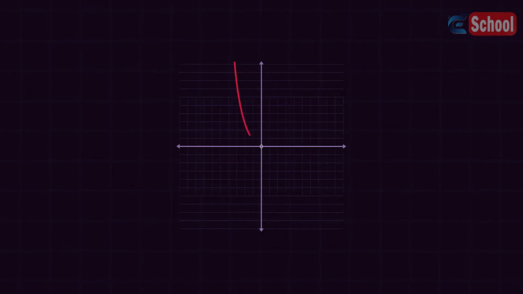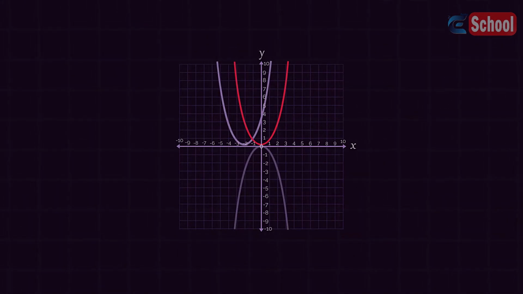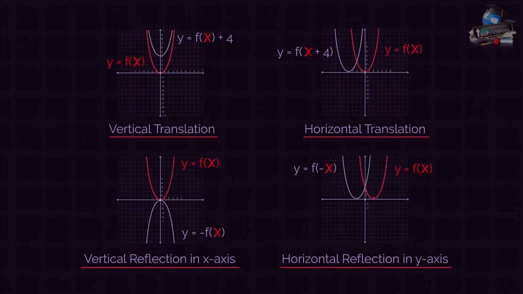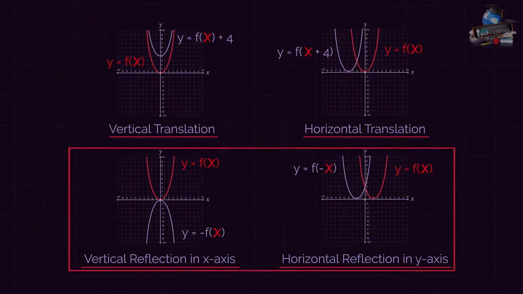Functions of graphs can be shifted and reflected. This is really useful for graphic designers and anyone designing 3D images and objects. Here are 4 transformations that we need to learn: 2 translations and 2 reflections.